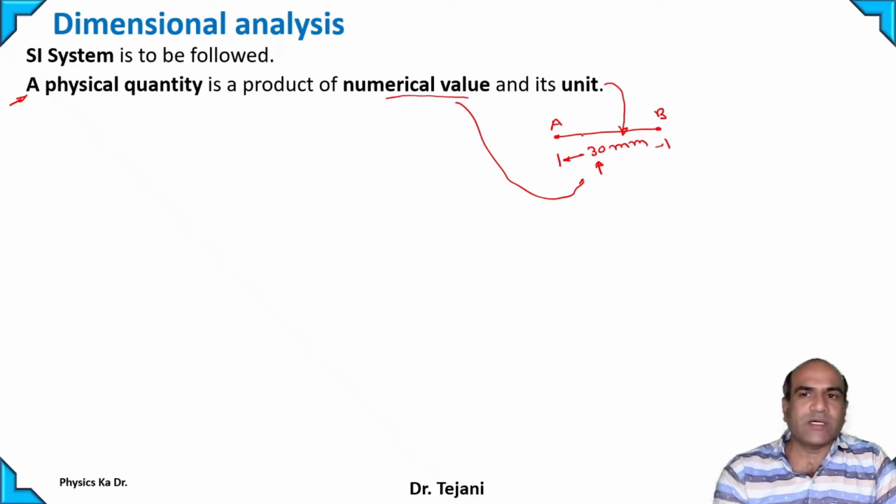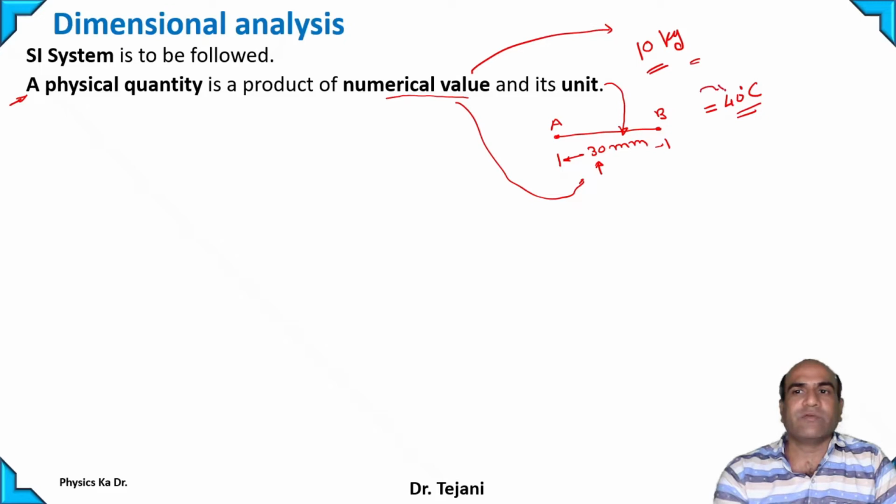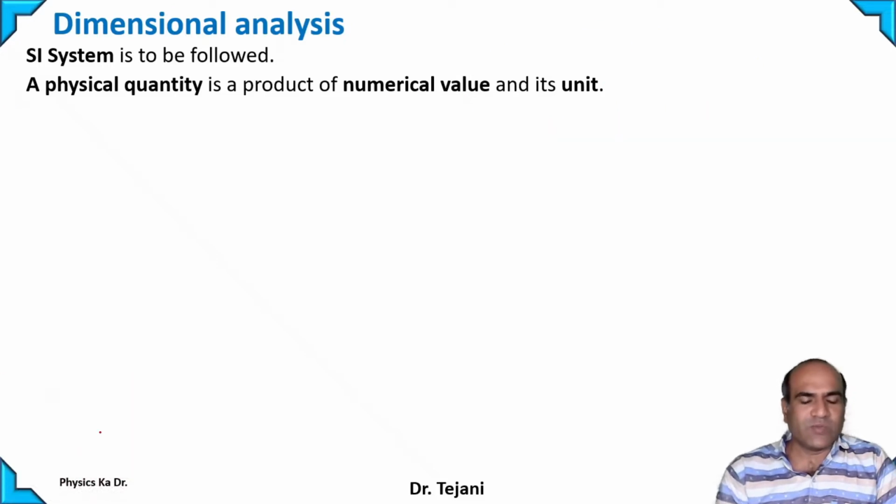So every physical quantity has a numerical value. Say for example mass. If I have 10 kilogram mass with me, so 10 is the numerical value, and kilogram is the unit. Say for example temperature, if temperature is now 40 degrees centigrade, 40 is the numerical value and degree centigrade is the unit. Great. So the full video is also available. You may look at that video if you really want a deeper understanding of that.